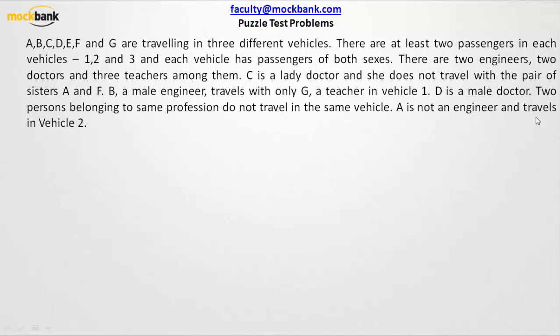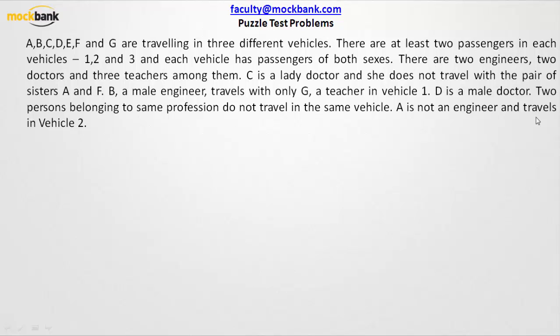And each vehicle has passengers of both sexes. That means if in a vehicle there are 2 persons, these two cannot both be male or female. One has to be male and the other has to be female. That is what it says. Now there are 2 engineers, 2 doctors and 3 teachers among them.